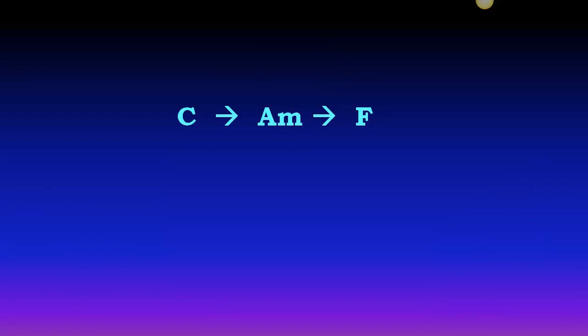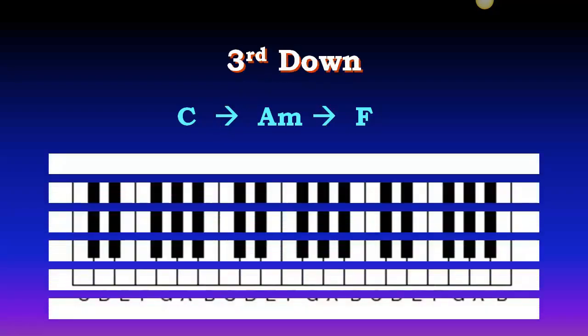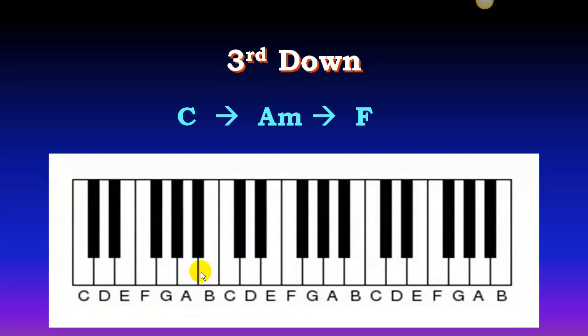Let's try this one. I put an A minor in between the C and F chord. Why does this work? Because the chords are moving a third down. Let's take a look at the piano. We start at the C chord here. We move down to the A minor. It's going down 1, 2, 3. And then to the F chord, 1, 2, 3. So this is smooth chord movement, and it sounds great when you do this.